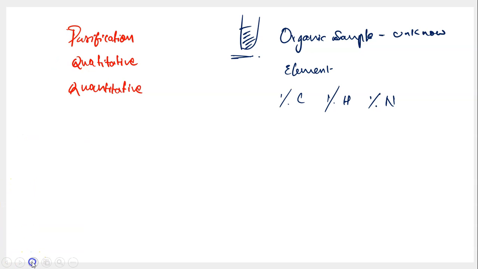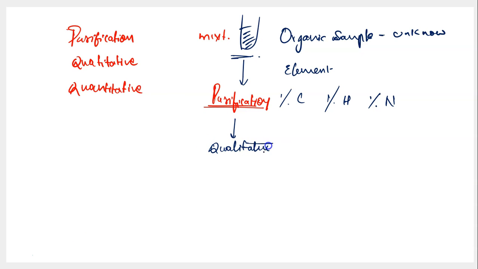Step number 1, you first conduct purification. You take this organic sample and conduct purification of it. And when you conduct purification, what happens? You will have the organic molecules separated. For example, if this is a mixture of 2-3 different organic molecules, you'll be able to separate them. So after purification, after separating the mixture of organic molecules, you'll proceed to the next step, which is qualitative analysis.